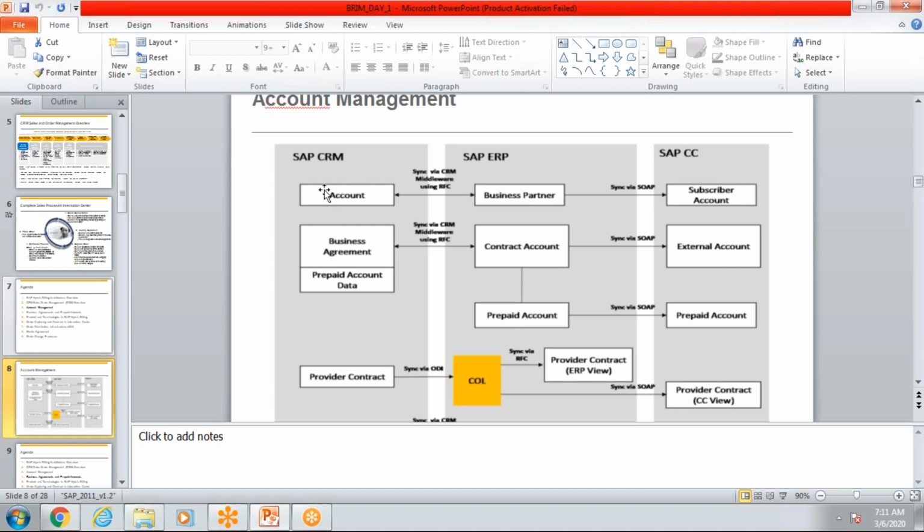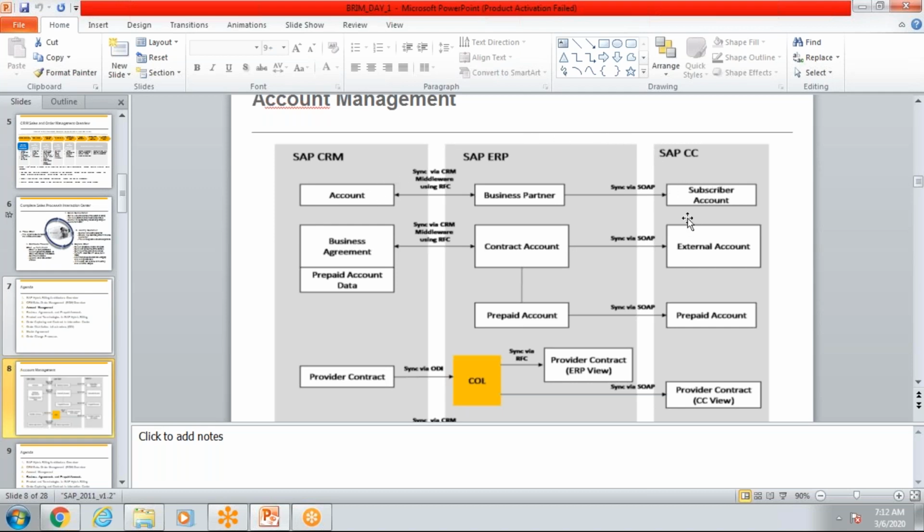The reason why this customer's data has to be present in all the three systems is, in CRM system only the ordering happens. Customer can place the order in CRM system, the orders should get created in CRM system. That is the reason customer's data has to be present in CRM system.